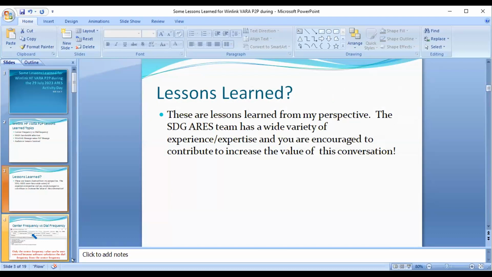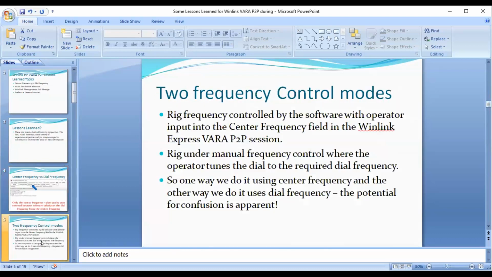Oops, moving on the other way. So there are two frequency control modes commonly used when you're using a Vera session. First, probably what a lot of people use, is the rig being controlled by the software, the Winlink Express software application. And in that one, as I just mentioned, you enter the center frequency into the Winlink center frequency window, and it calculates the dial frequency and sends it by serial port, actually USB port, over to the radio to set up on that dial frequency that is calculated from the center frequency.